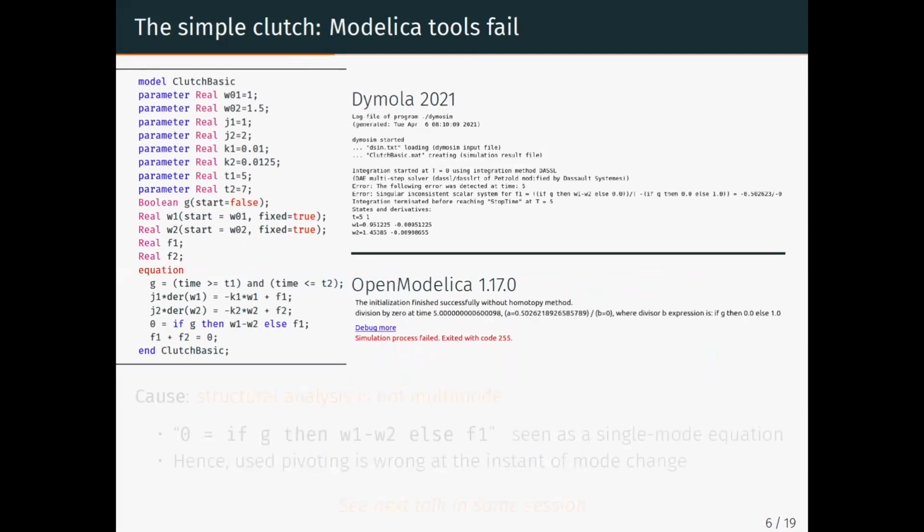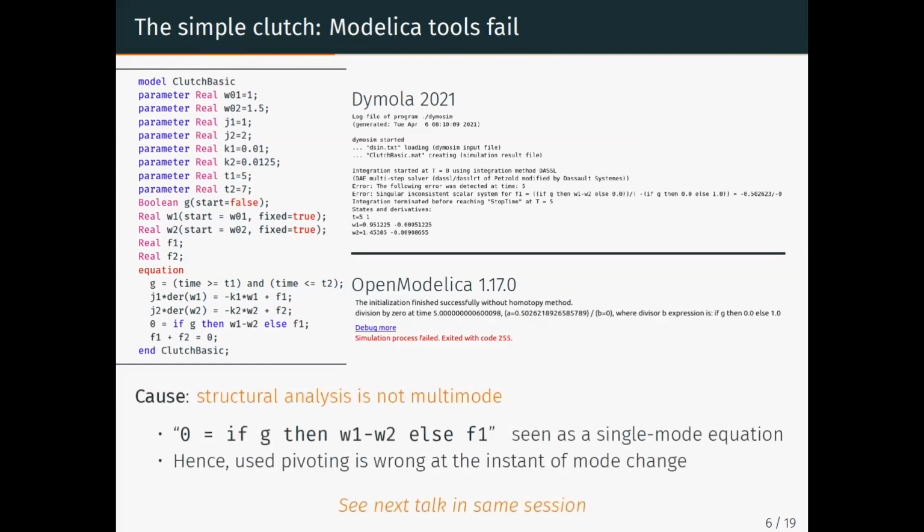Both Daimler 2021 and OpenModelica 1.17.0 return a division by zero exception at the time when the clutch gets engaged. And this is actually a symptom of something even more profound. The structural analysis implemented in these tools is not fit for general multimode models. The very next talk in this session will dive a bit deeper into this, explaining how these algorithms omit mode dependencies and thus perform a wrong causalization of the equations.